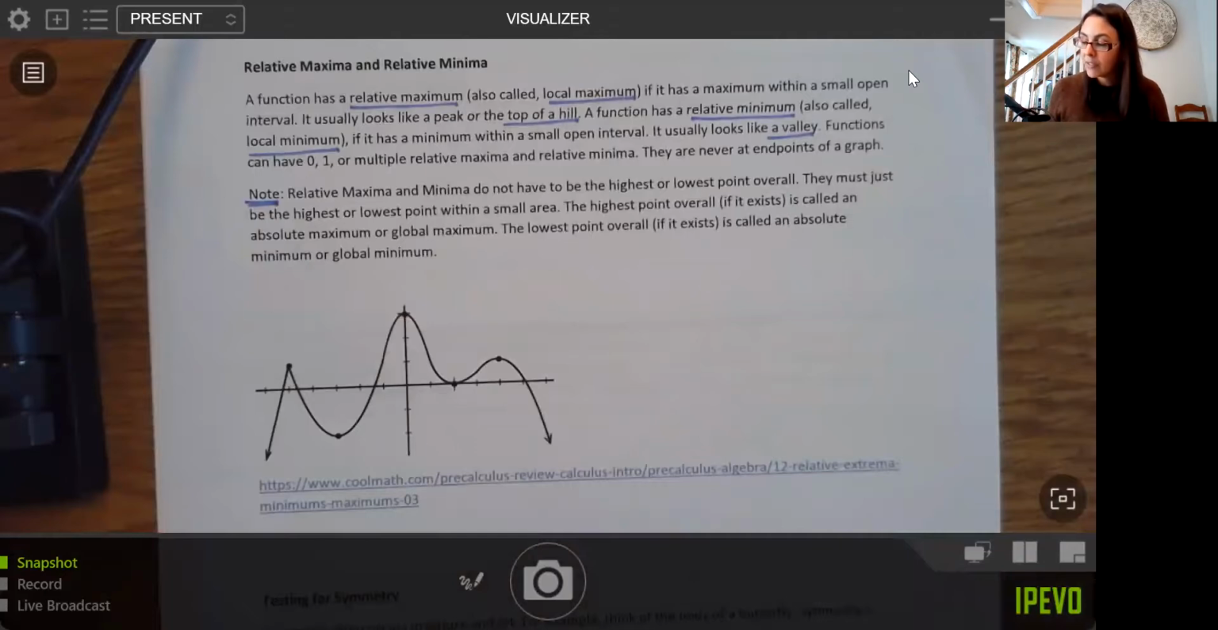The highest point, if it does exist, is called an absolute maximum or a global maximum. And the lowest point overall, if it exists, is called an absolute minimum or global minimum. If the graphs go off to infinity, then we don't count those as having a max or min because they're infinite. So let's look at this one here.